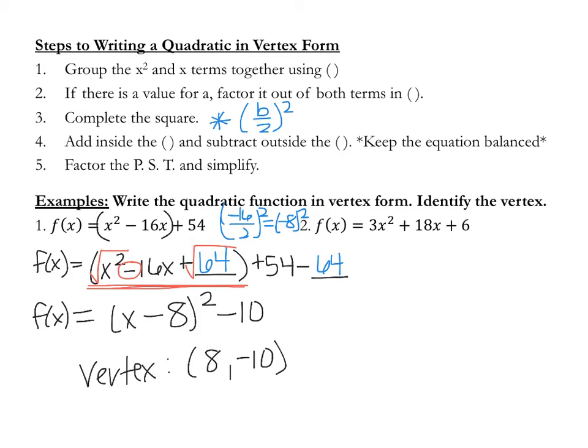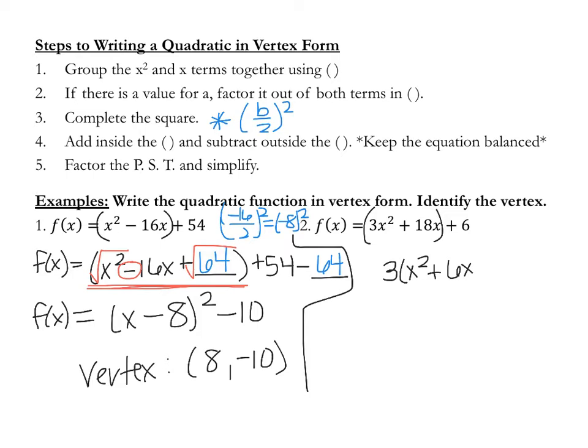Alright, the next one is just a little bit stranger. There's that number in front. So I just need to show you what's going to change here. That number has to be pulled out. A always needs to be outside the parentheses. So we're going to go ahead and pull that 3 out, but we're only going to pull it out of the ones inside the parentheses.